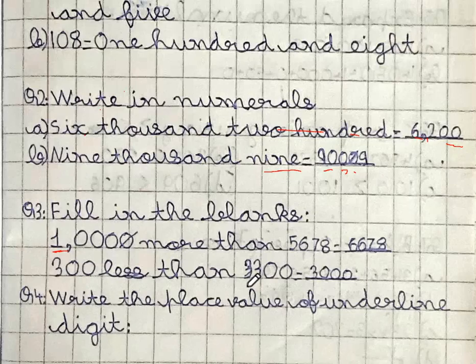Next question is 300 less than 3300. So 3300 is a 4-digit number which has thousands in it, but 300 doesn't have a 1000. So only the hundreds digit will be there. So if we subtract 300 from 3300, 3 hundreds will be subtracted from 3300. It will give the answer as 3000.